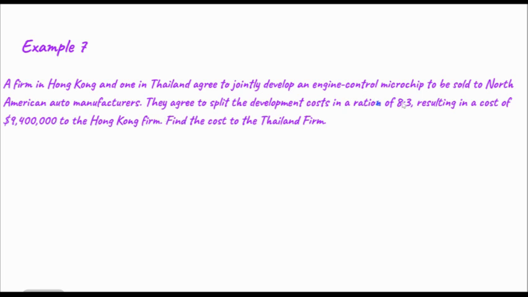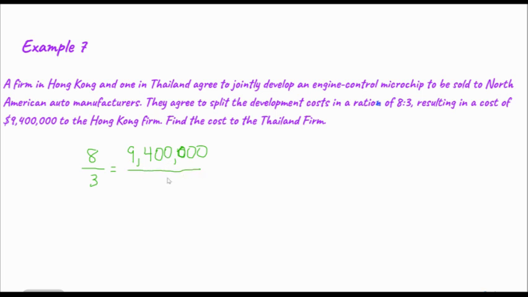Now, I will say that this is a respective ratio. That means Hong Kong was mentioned first. That means they get the 8, Thailand gets the 3. So find the cost of the Thailand firm. So that 8-3, we're going to turn that into a fraction. Now, since Hong Kong is on top, they get the $9,400,000 on top. Oop, that's a 0. There we go.